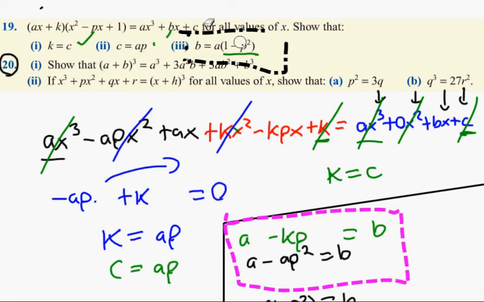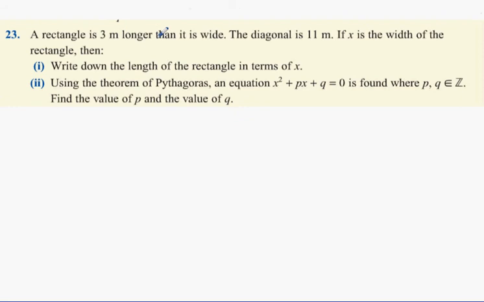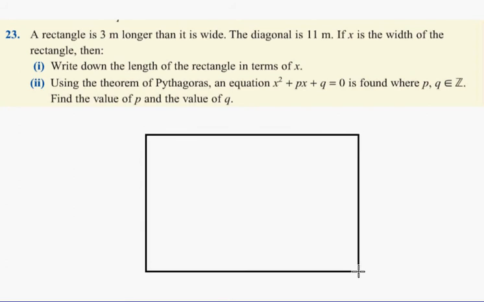So question 20 is quite similar. I'll leave 20 for today. We'll move on to something like this. Now, what's going on this time? A rectangle is 3 meters longer than it is wide. So what does that mean about the rectangle? If it doesn't tell us the length, what do we call it? What do we call the width and the length?